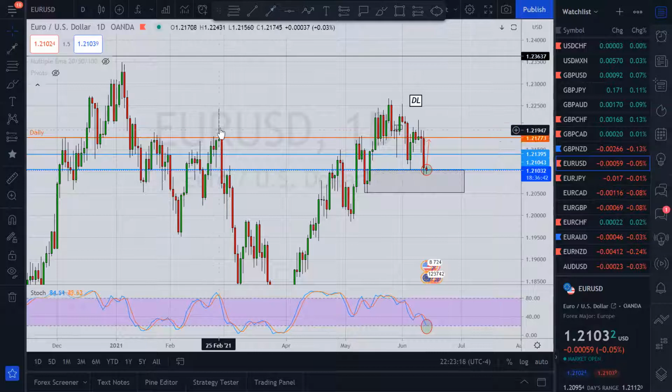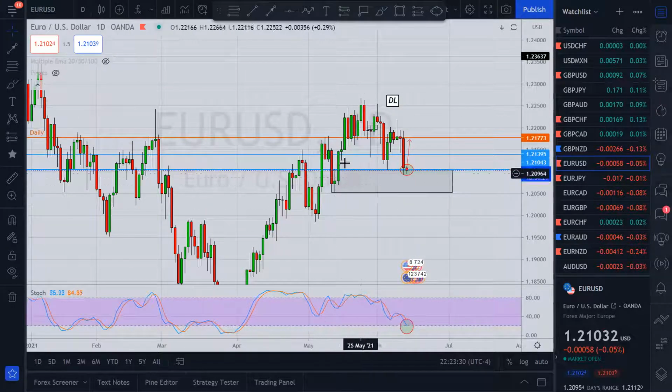Breaks down below, comes back above, breaks back below. Now we're acting as resistance. This looks like a significant area where we found resistance here, and we also have a zone of demand here, and we're at the very door of this zone of demand.